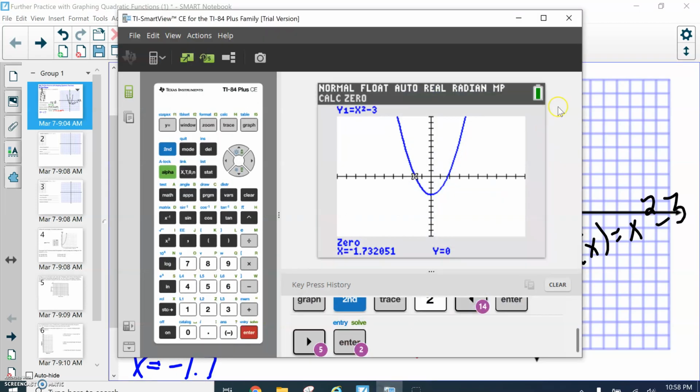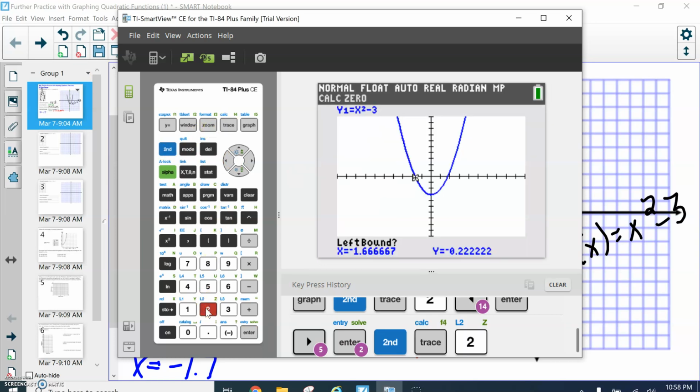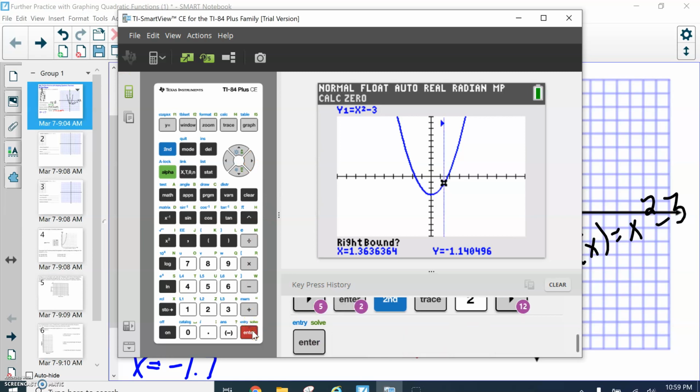Okay, so now I'm going to go back to my calculator to find the second x-intercept. So we're going to hit second, trace, option 2. So it's asking me for the left bound. So I want to be to the left of this x-intercept. All right, so I'm going to move it to the left, hit enter.